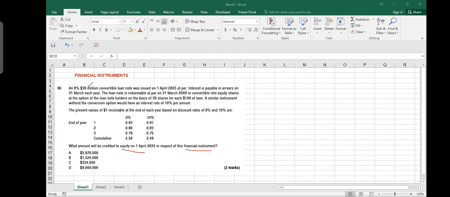It says that an 8% $30 million convertible loan was issued on 1st April 2005. In financial instruments, you should always be paying attention to dates a lot. So it's an 8% coupon rate and it's $30 million, issued on 1st April 2005 at par, which means that you got $30 million. You did not sell it at a premium or at a discount. Interest is payable in arrears on 31st March each year.